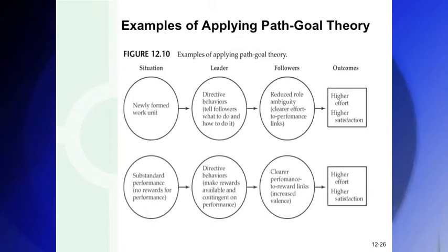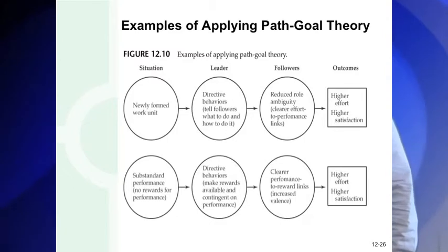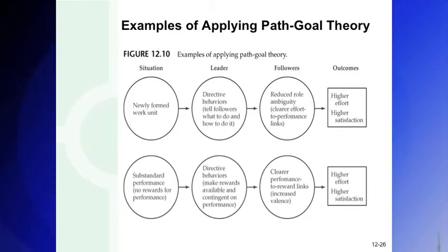In a newly formed work unit, the directive behaviors of the leader, that is, they tell followers what to do and how to do it, reduce role ambiguity for the followers. So the more the behavior of the leader is directed towards telling them what to do, the implication is there will be a reduced ambiguity, that is, a clear effort to performance link. And then the outcome would be a higher effort, higher satisfaction.